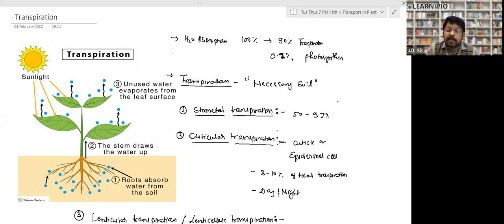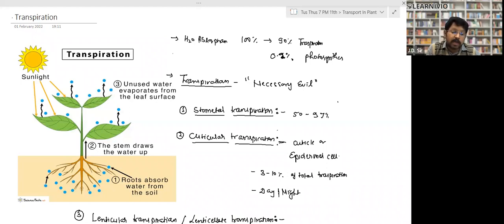Why is it evil? Because the plant absorbs water, which is their hard earned substance, right? The plant spends lots of energy and lots of processes to absorb the water, but they are compelled to lose the water to cool down their body. That's why it is evil, because they lose 90% of their water. That's why evil and necessary, because they have to cool down their body temperature.